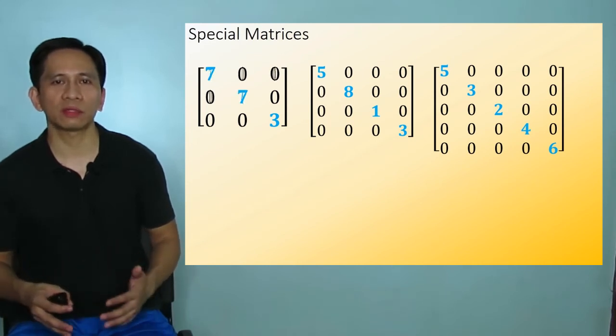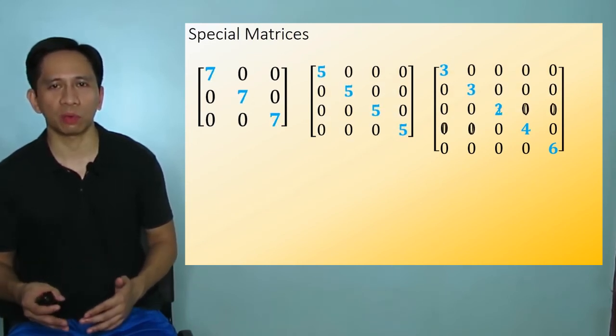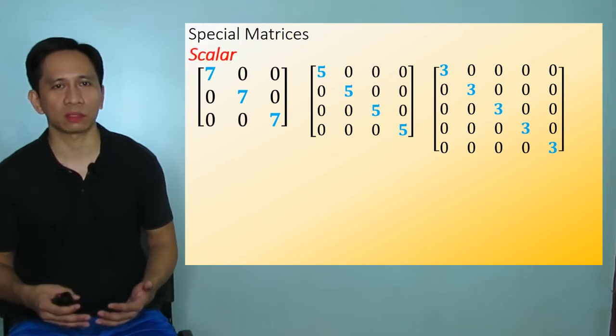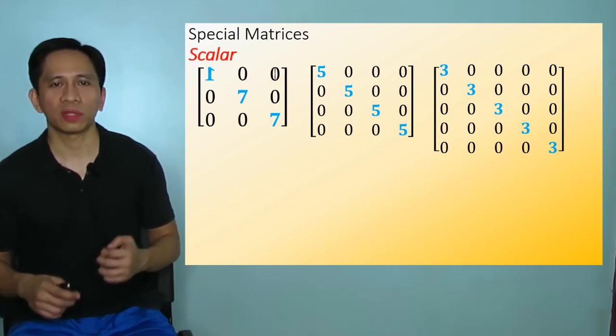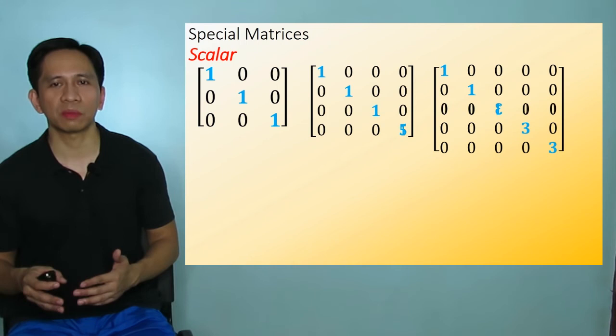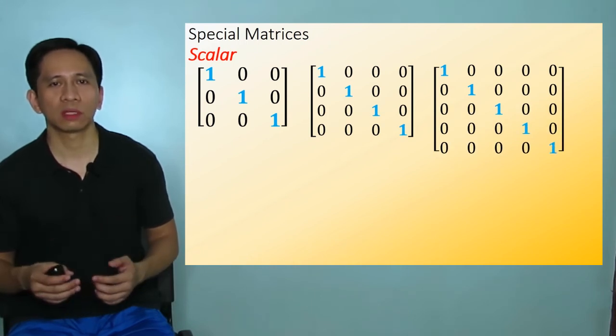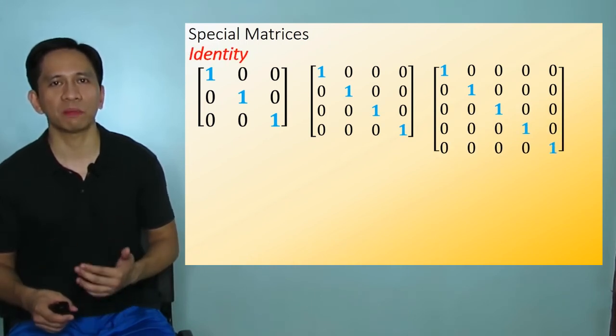If the non-zero entries of a diagonal matrix are equal, it is a scalar matrix. While, if the non-zero entries of a diagonal matrix are equal to 1, then it is called an identity matrix.